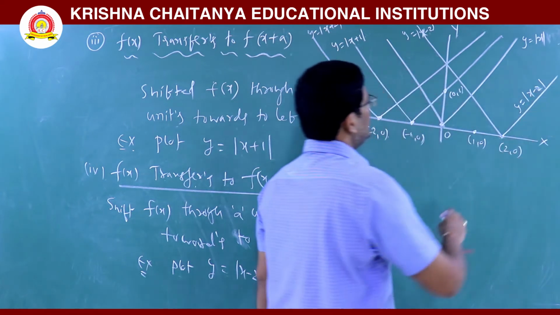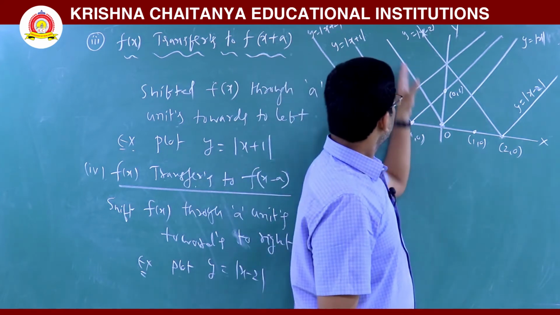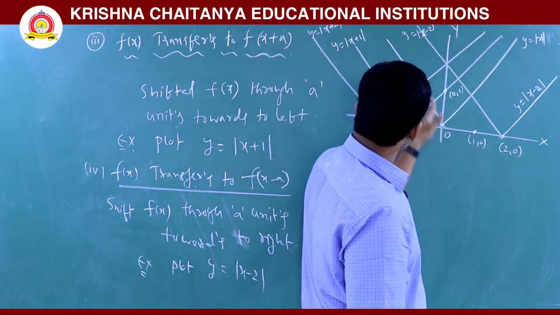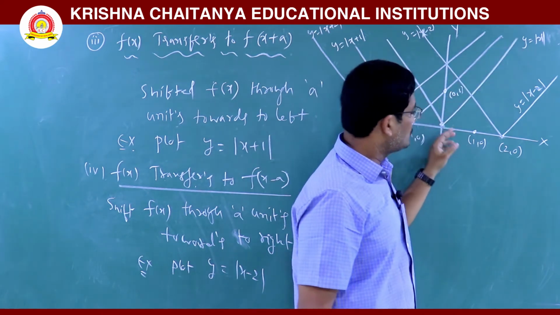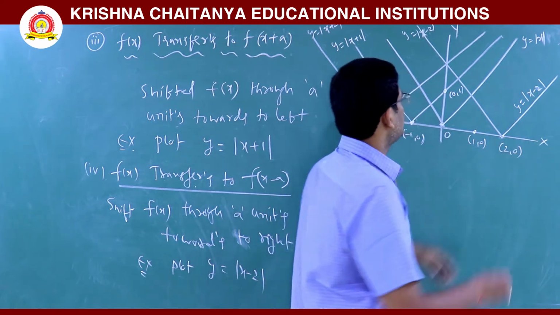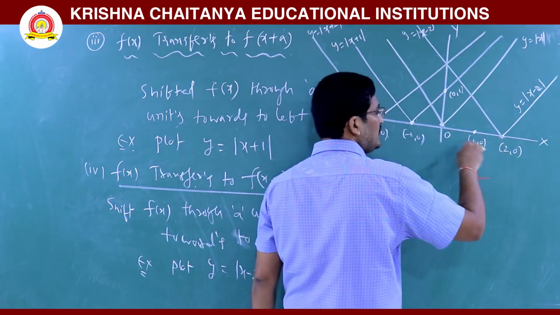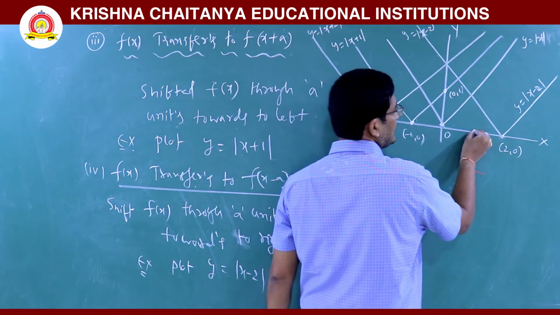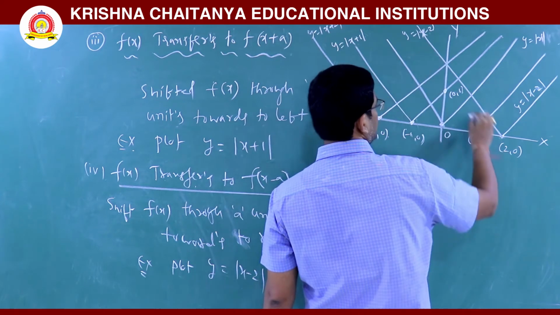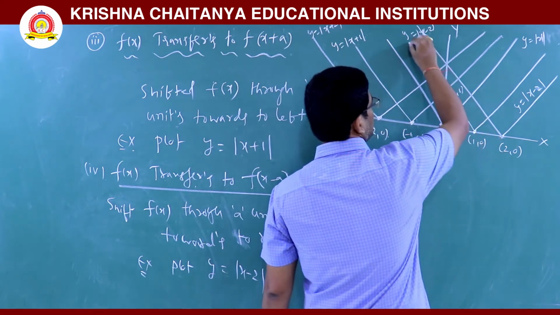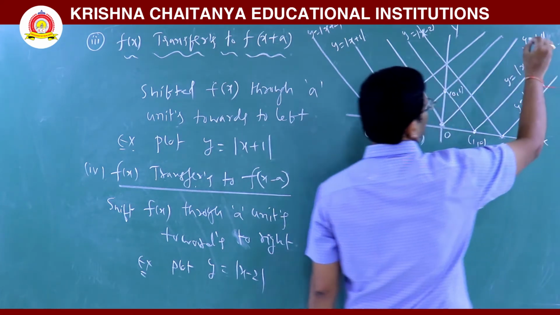I have understood. Just we need y equal to mod of x minus 1. Y equal to mod of x minus 1 means you have to shift this curve y equal to mod x through 1 unit towards the right. So you have to shift this curve towards the right at a distance of 1 unit. This point comes to here. Then there is a line parallel to this one. It should be like this. What is this one? This is the line y equals mod of x minus 1.